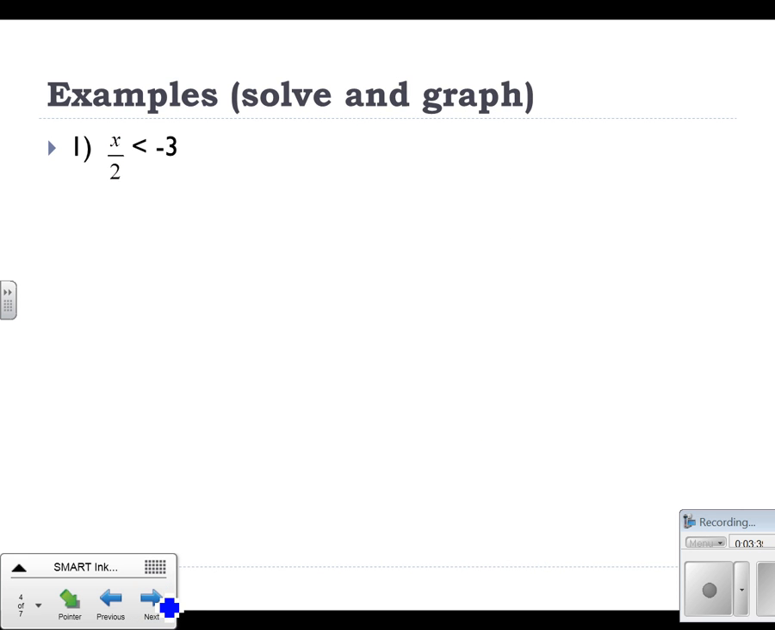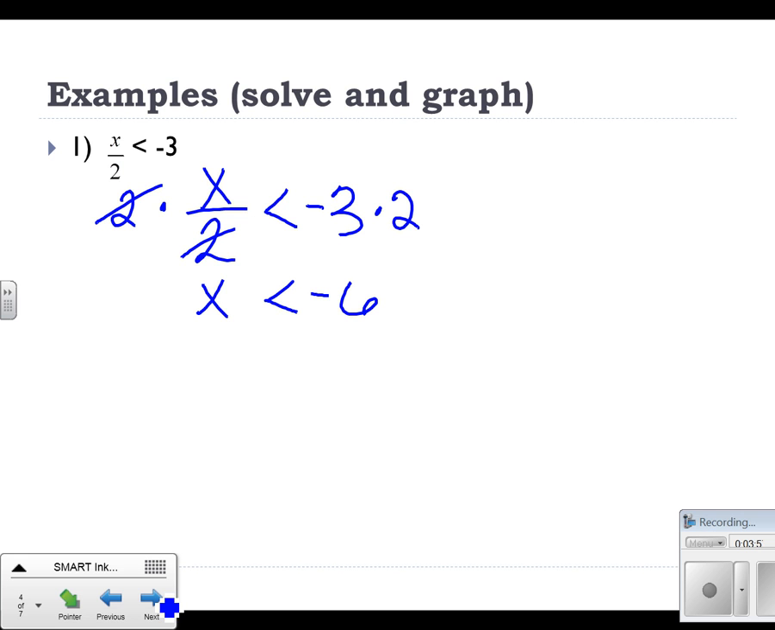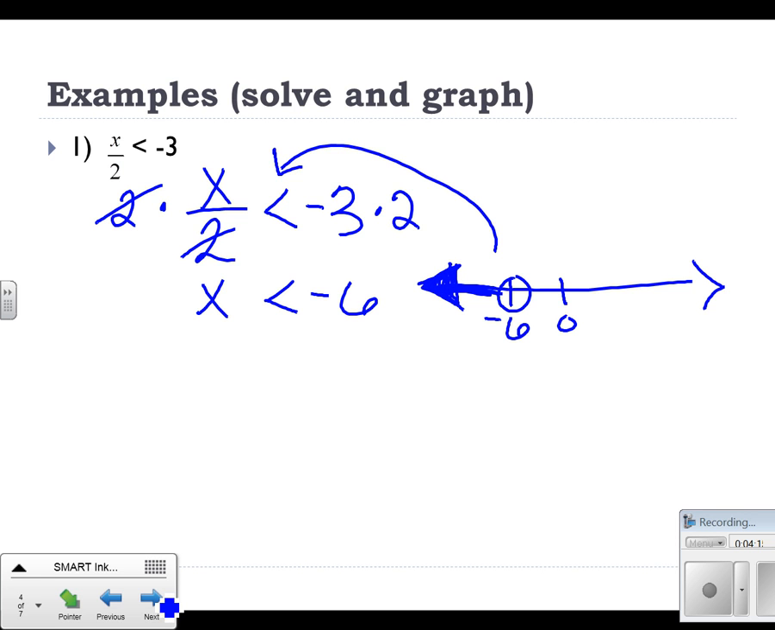So if we have x divided by 2 is less than -3, to get that x alone, the opposite of dividing by 2 would be multiply by 2, multiply by 2. That simplifies to 1x. X is less than -6, and then we would graph that as well. And we have -6 to the left. It would be an open circle shaded to the left. So anything shaded would be a solution to this inequality.